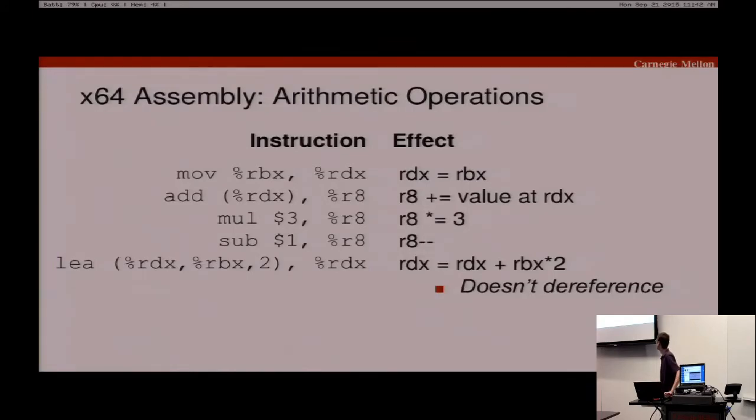So here what we do is we take RDX and we add to it twice the value of RBX. And since we're not dereferencing this, we're actually using the values stored in those registers, not going to that location.